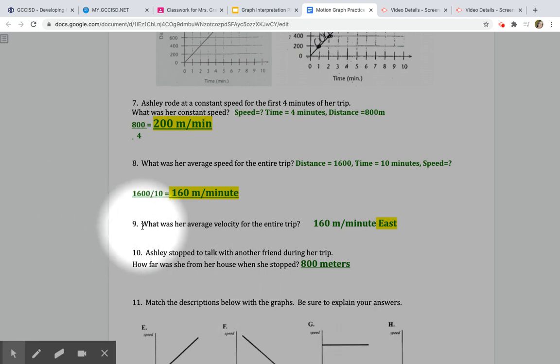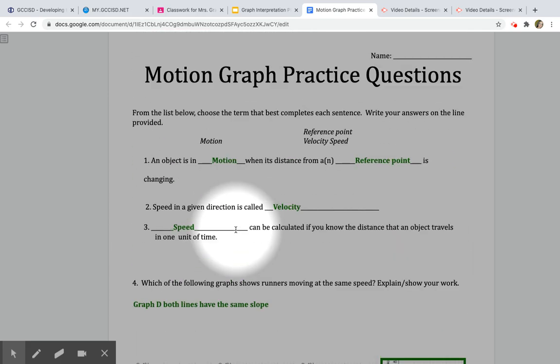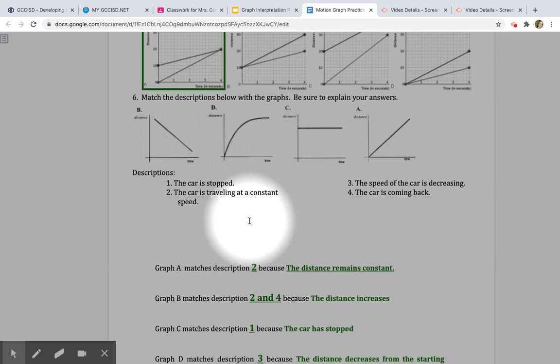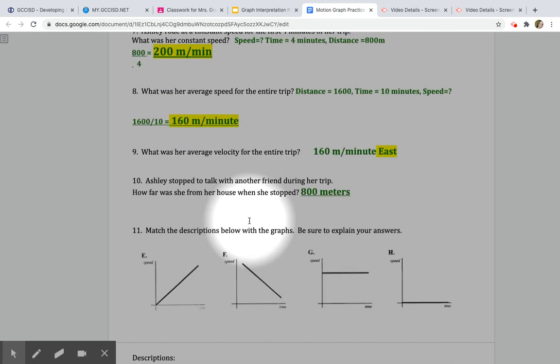Now, number 9, what was her average velocity for the entire trip? So, if we go back up to the very top of our definitions, they are coming in handy. Speed in a given direction is called velocity. Direction, it's that north, south, east, or west direction, okay? So, going back to question 9, what is her average velocity for the entire trip?